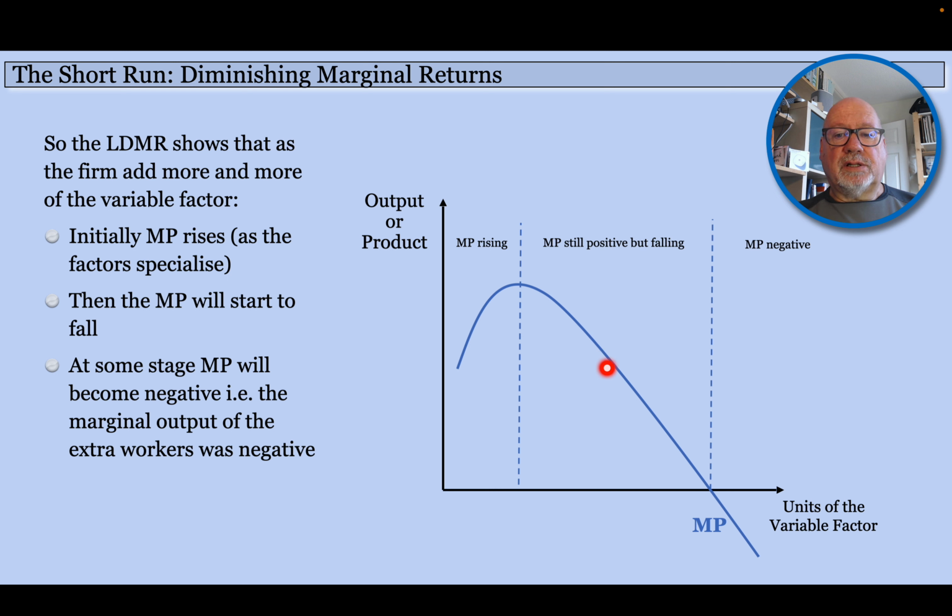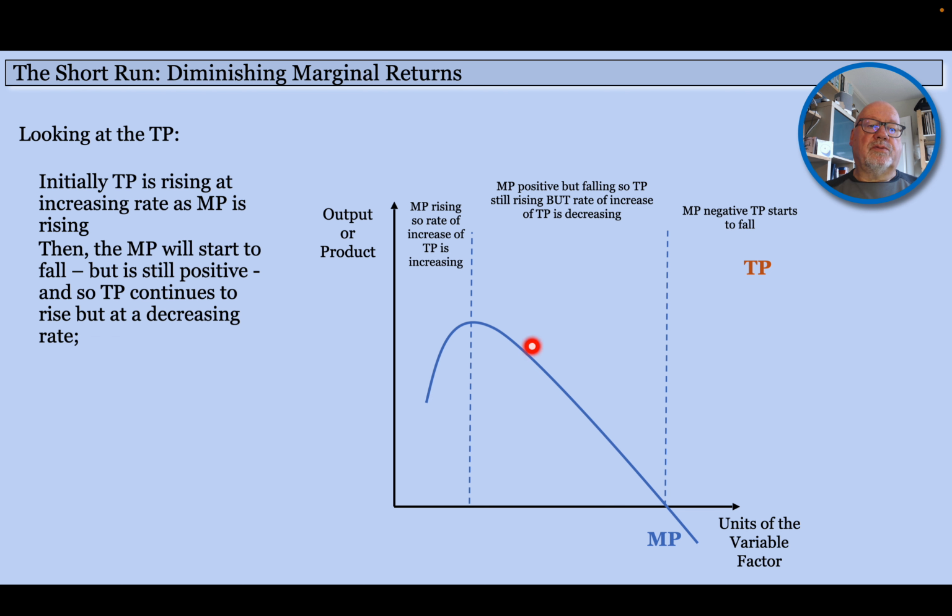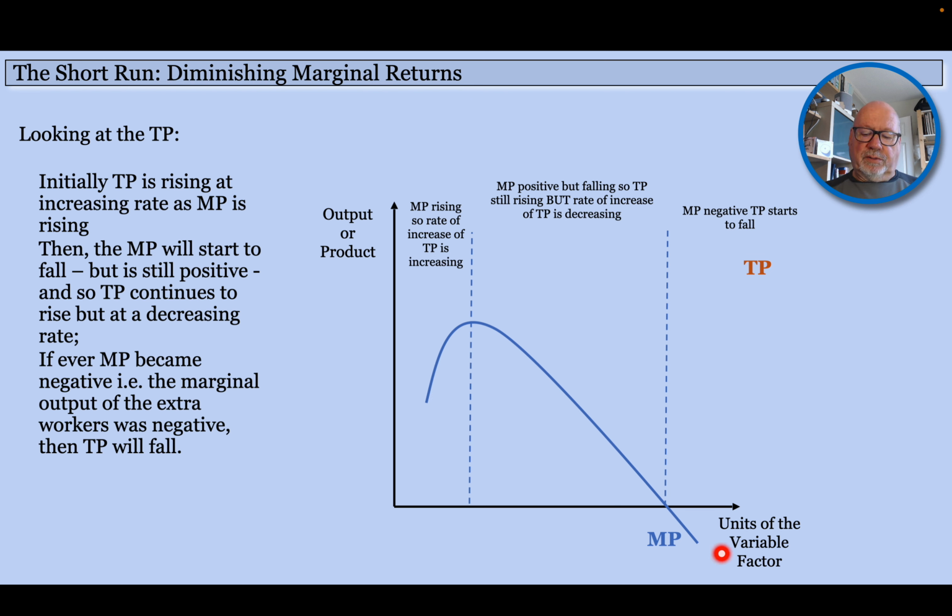So the total product is still going up, but it's going up at a slower rate. Okay, how does that relate then to the total product? Well, as I say, initially your total product here is rising, and it's rising at an increasing rate. But then the marginal product starts to fall down here, but it's still positive. So the total product still continues to rise, but it rises at a decreasing rate. And then you get to the amount here where marginal product becomes negative, and that's when your total product will fall.